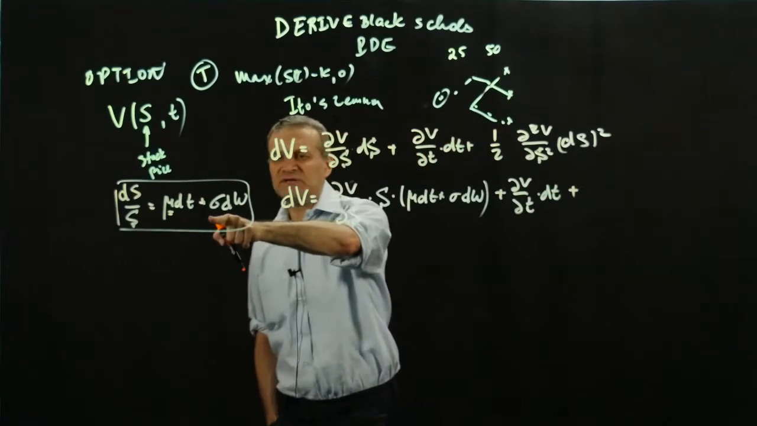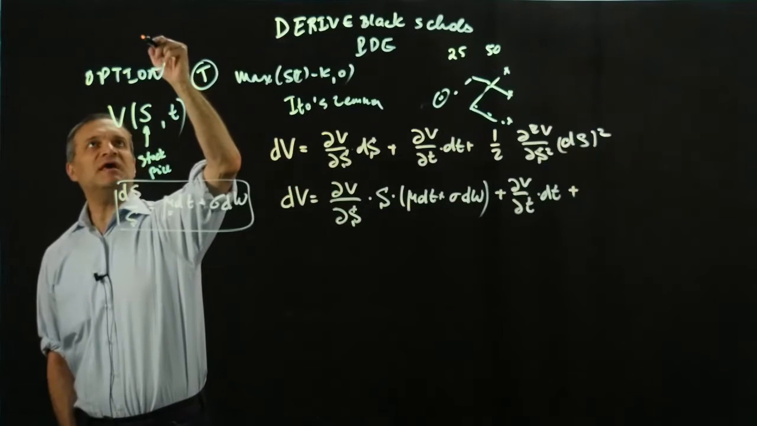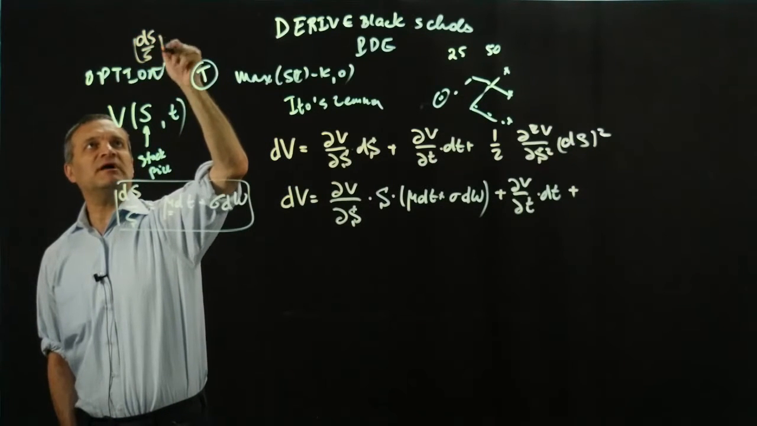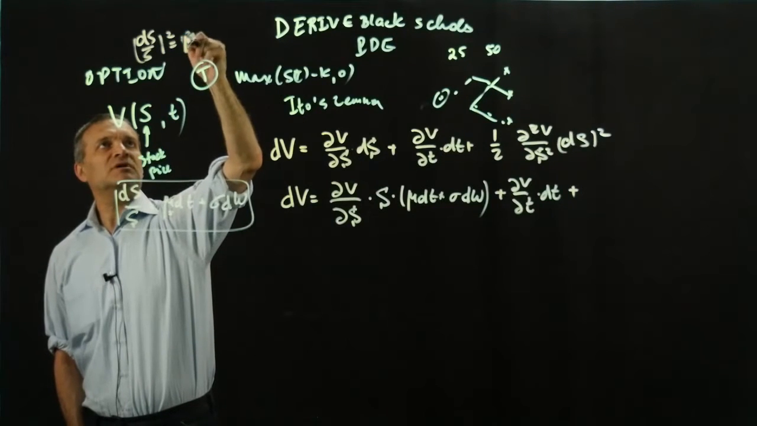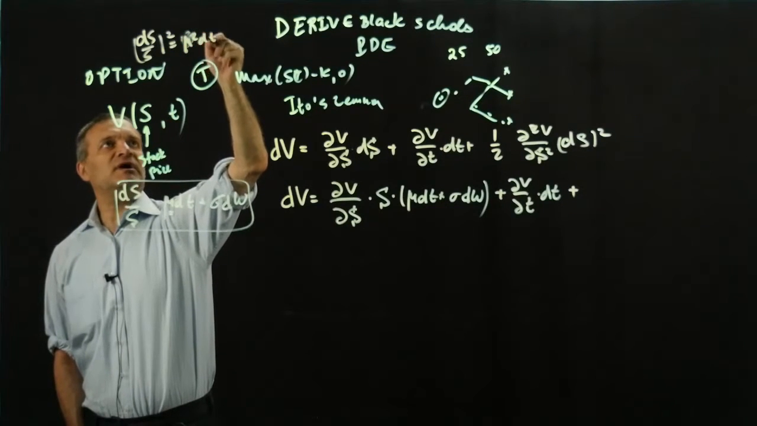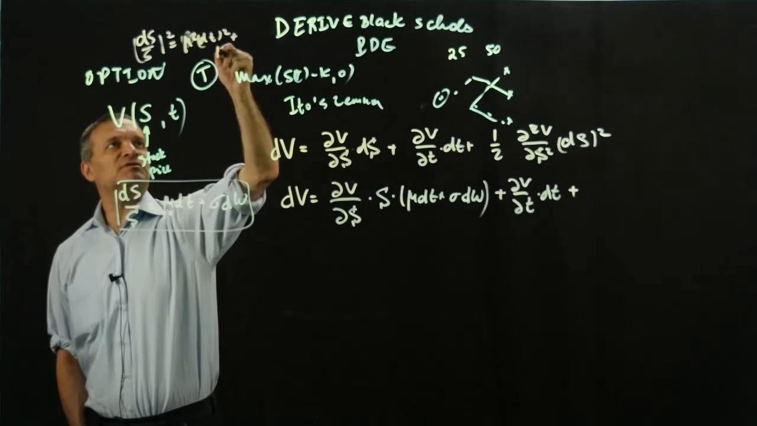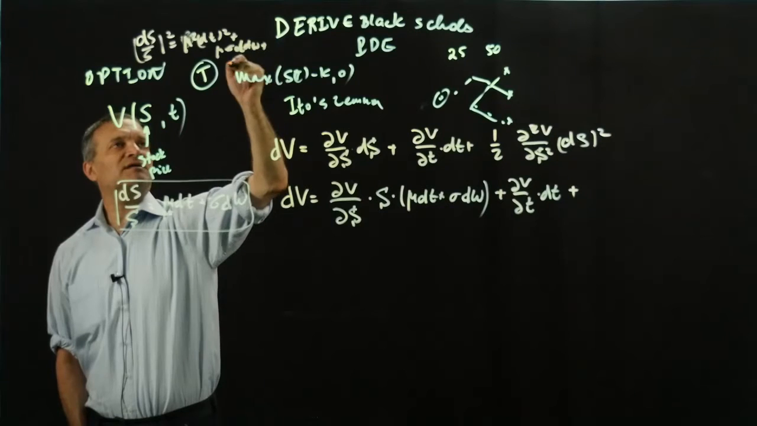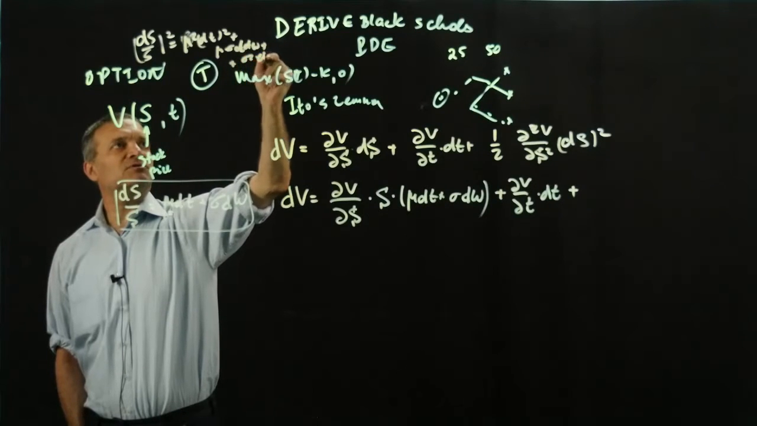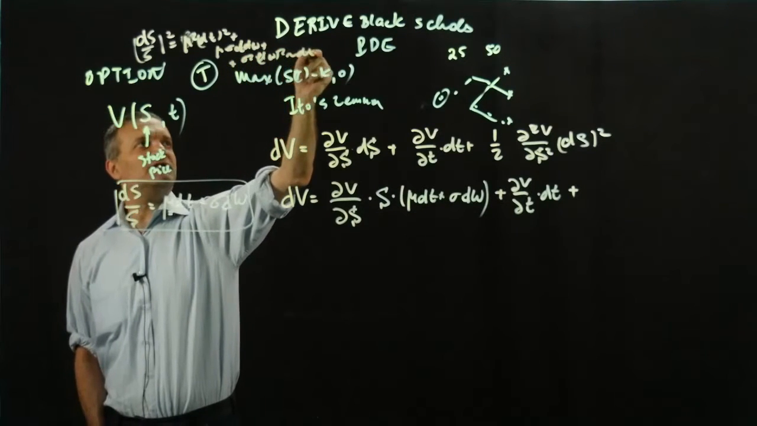We're going to square it. We're going to look at (dS divided by S) squared, which is basically mu squared dt squared plus mu sigma dt dW plus sigma squared dW squared, and this one, dW squared, is dt.